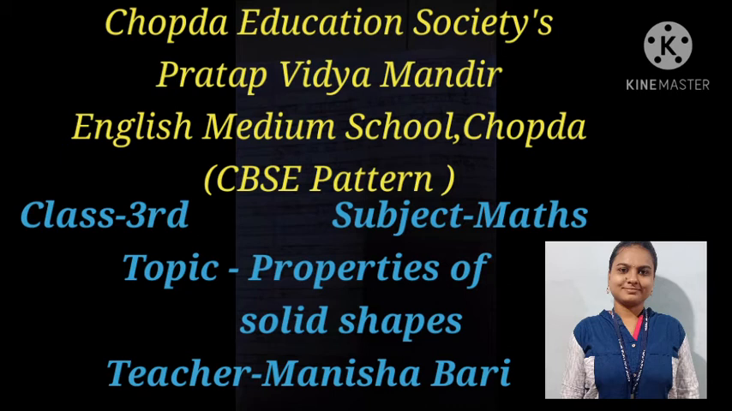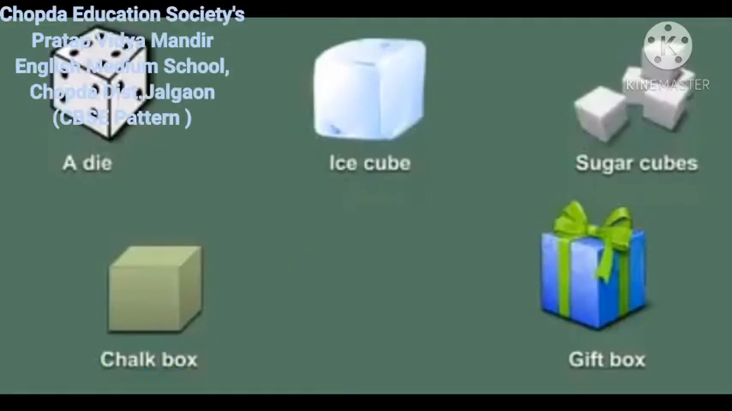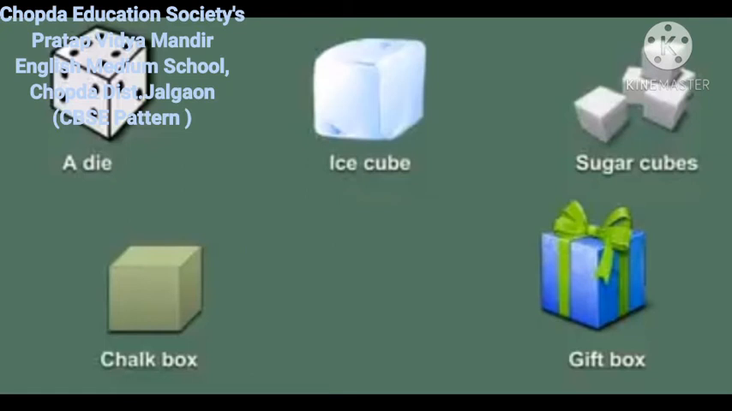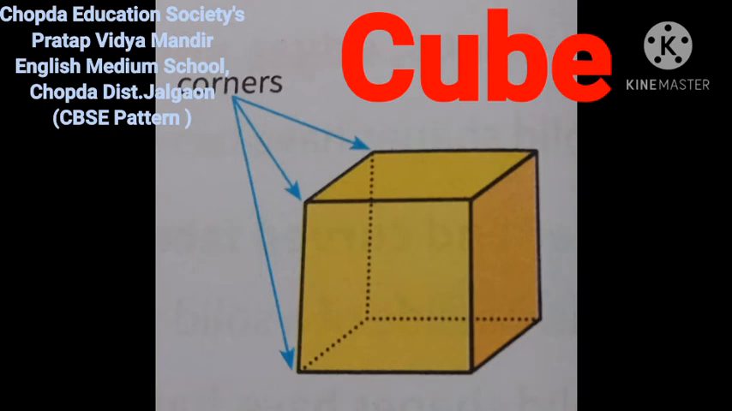Today we are learning a new topic which is properties of solid shapes. We already learned about solid shapes. So dear students, look at this picture. There are some examples which show the first solid shape, which is cube. All of you look at this figure. This is a cube, and now we are learning its properties.